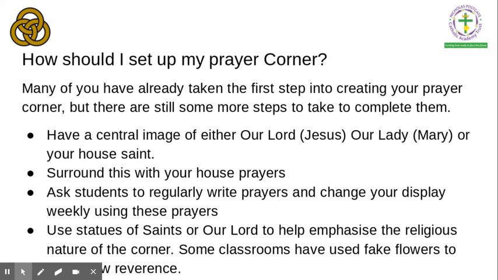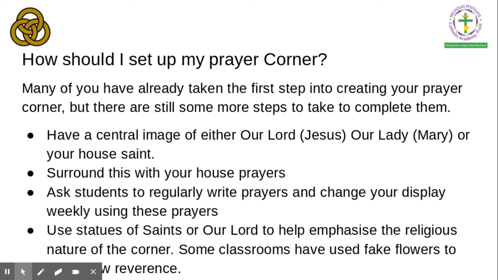So, the first thing that I would like every prayer corner to have access to is a central image of either our Lord, Jesus, Our Lady, Mary, or your house saint. This should be the focal point of your prayer corner, the first thing that people see when they look at it. Secondly, around this image, there should be house prayers dedicated to your house saint, or prayers that have been given to you by your house team.